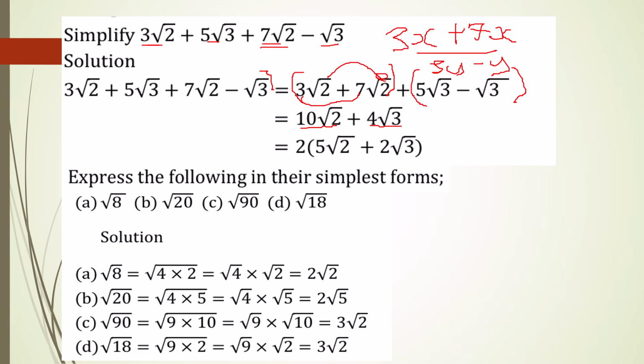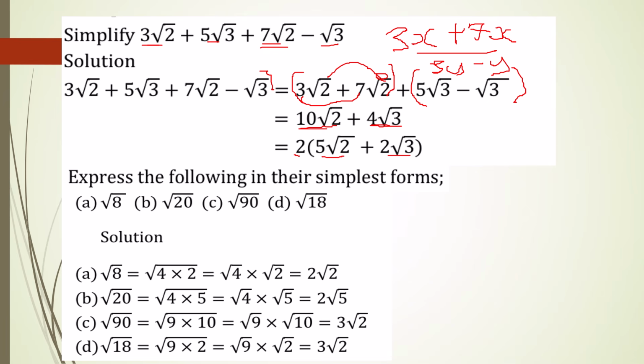Then for further simplification, you can see that both of these values, 10 and 4, have a common factor, and that common factor is 2. So we factorize out 2, and then in the bracket you are going to remain with 5 root of 2 plus 2 root of 3.